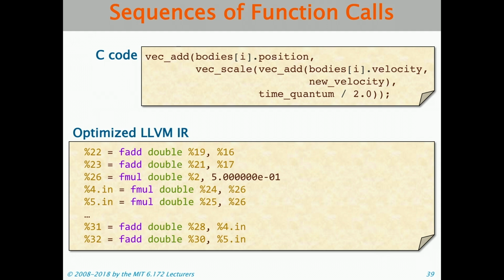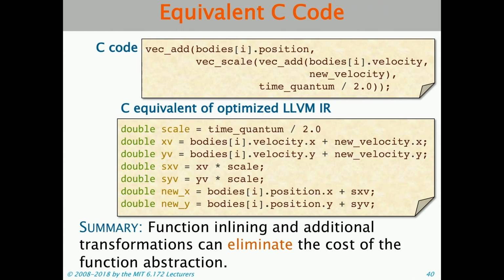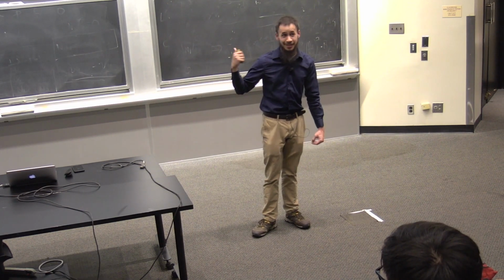And what we end up with in the optimized IR is just a bunch of straight line code that performs floating point operations. It's almost as if the compiler took the original C code and transformed it into the equivalent C code shown on the bottom, where it just operates on a whole bunch of doubles and just does primitive operations. So function inlining, as well as the additional transformations it was able to perform as a result, together were able to eliminate all of those function calls. It was able to completely eliminate any costs associated with the function call abstraction, at least in this code. Make sense?